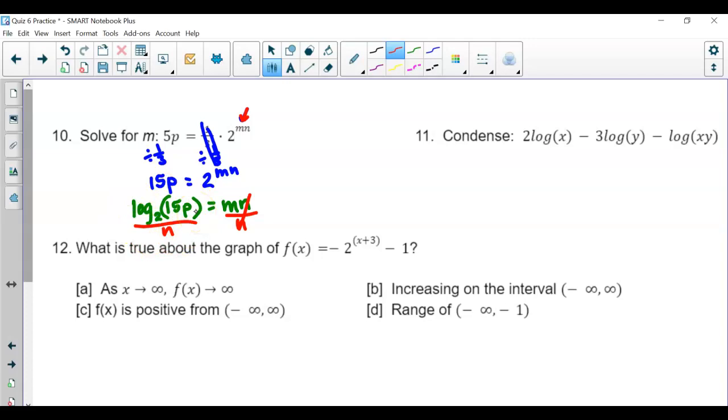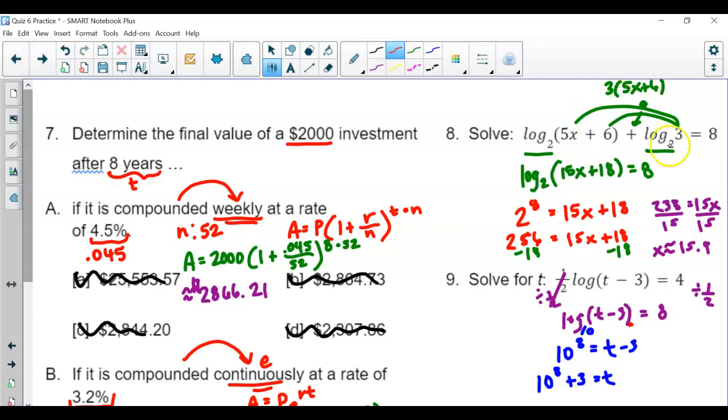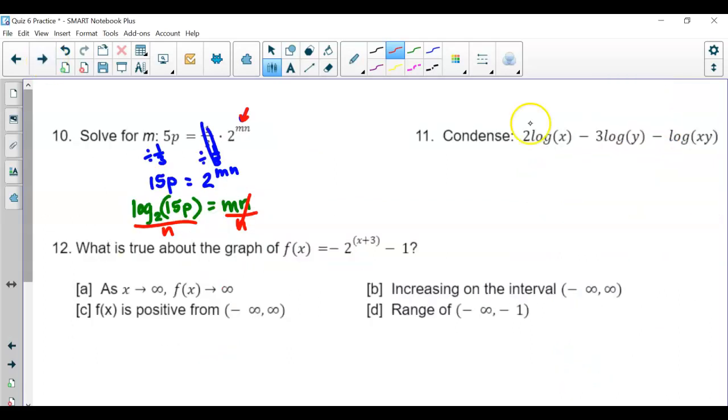So now in 11, we're condensing. Now think about it. Going back to question number 8, we condensed whenever you have more than one log, using your properties. So when adding, you multiply. When subtracting, you divide. Another property is when we had the coefficient, we raise that to an exponent. So this is actually x squared. Like 3 here is also an exponent. So now this is minus log of y cubed. No coefficient, so we're good.